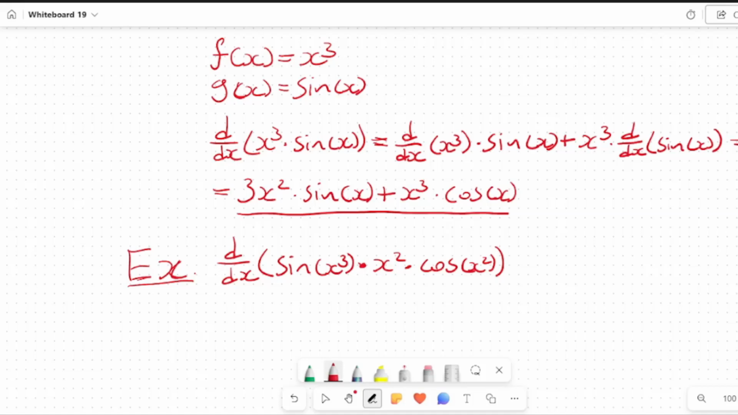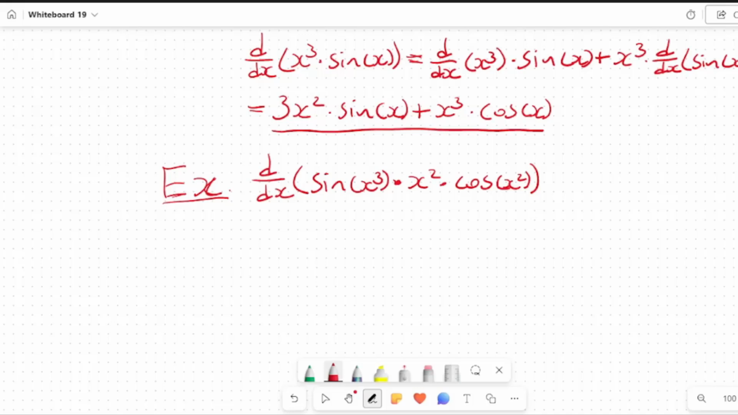So let me see. Let us say that our f of x is equal to x squared. And let's say that our second function, g of x, is essentially just sine of x cubed times cosine of x squared. So what I'm doing is essentially just calling f of x being equal to this function and g of x being equal to sine of x cubed times cosine of x squared.